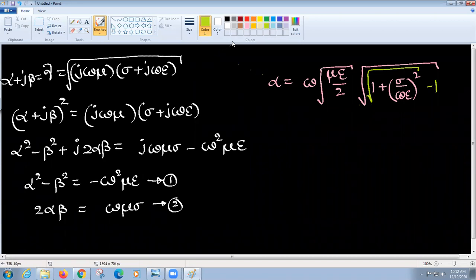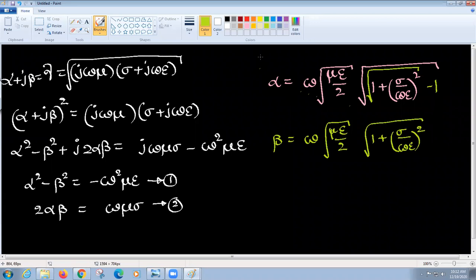Yeah, so alpha you get like this. You know what is beta? So beta is just similar to this. You take the same thing, omega mu epsilon by 2, and you get 1 plus loss tangent whole square. This is loss tangent, so just take its square root. Now again further square root. Now this is minus 1, right? You will have to take plus 1. That's it. This minus becomes plus here. So you can make alpha and beta like this. If you solve for alpha and beta, you will get it this way.